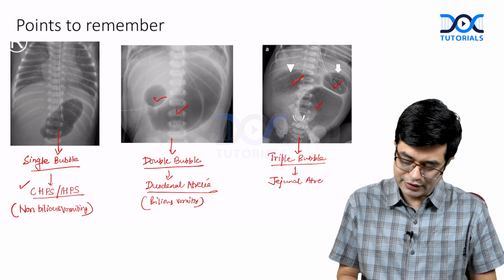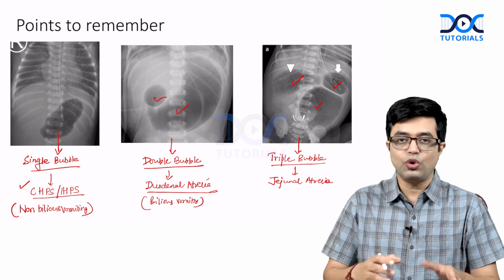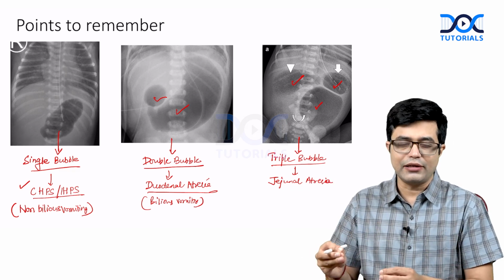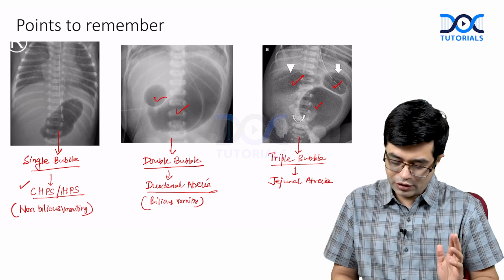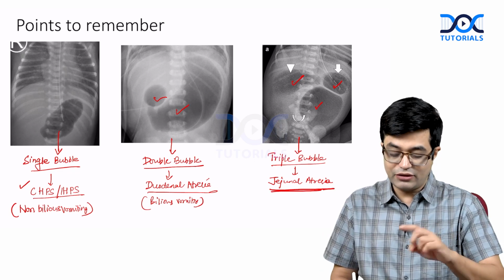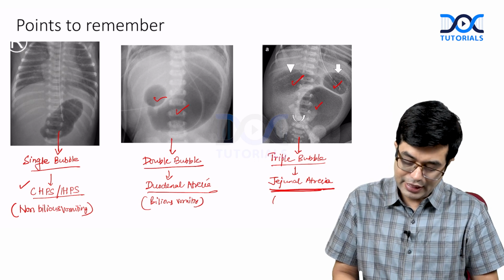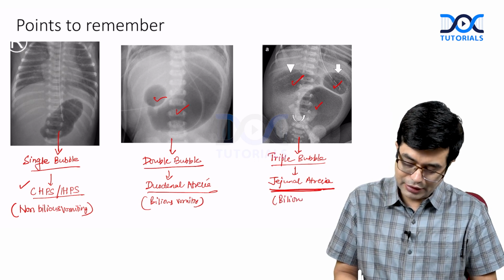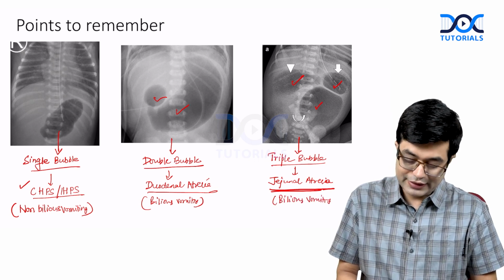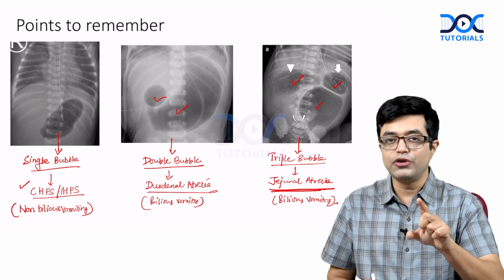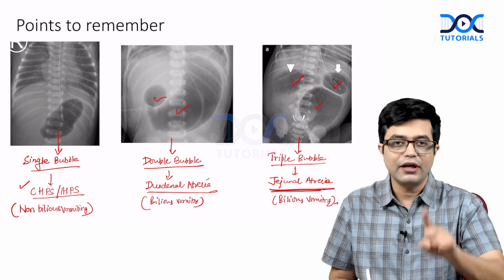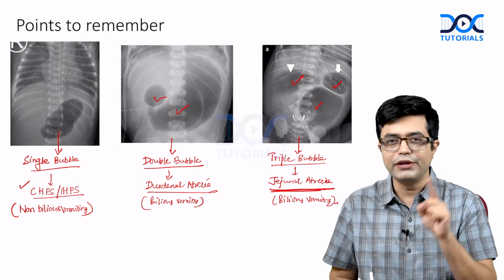It has rarely been described in a jejuno-ileal type of atresia where both jejunal and ileal atresia coexist. But for all practical purposes, in jejunal atresia three bubbles are seen, the triple bubble appearance. And these patients will also have bilious vomiting. So this image and the description, the points I told you, please mark it. Very important, high likelihood of getting repeated in one way or the other.